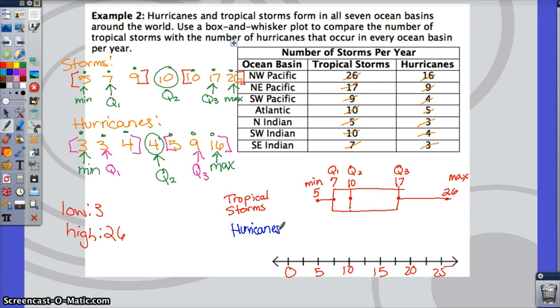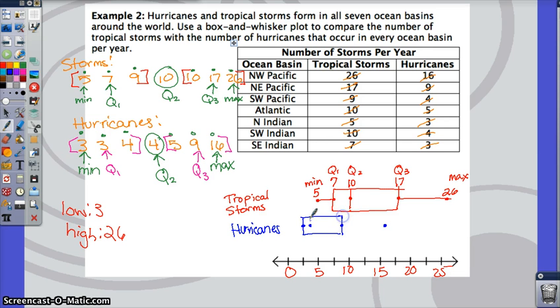All right, hurricanes, my minimum is 3. My Q1 is actually also 3. My Q2 is 4. So you can see these points are a lot closer together. My Q3 is 9, and my maximum is 16. All right, so we said the middle 3 points lead to your box. Well, my box would be from 3 to 9. So my box is actually going to be this one over to the 9.